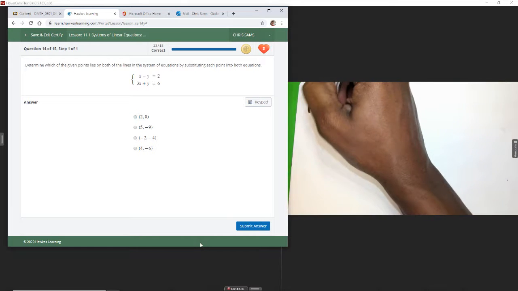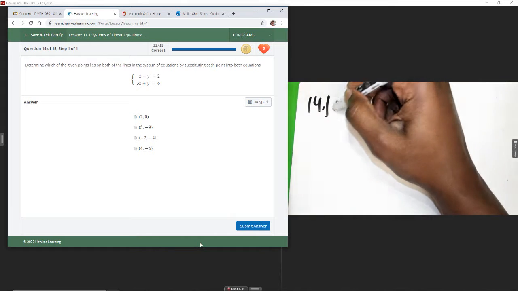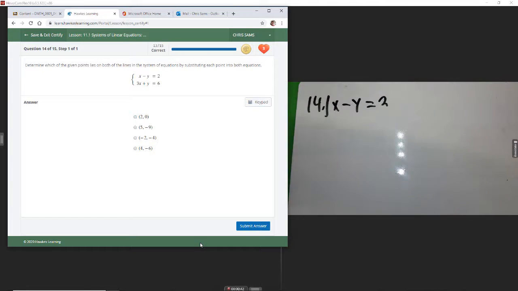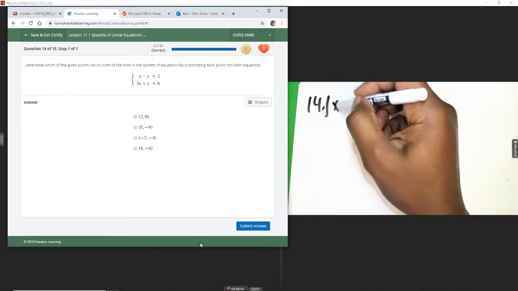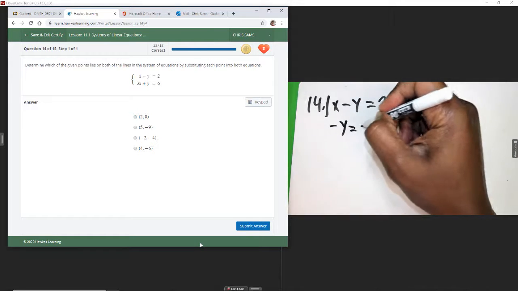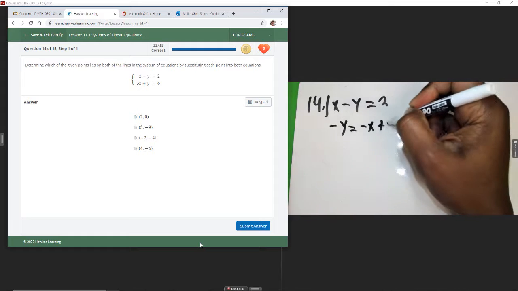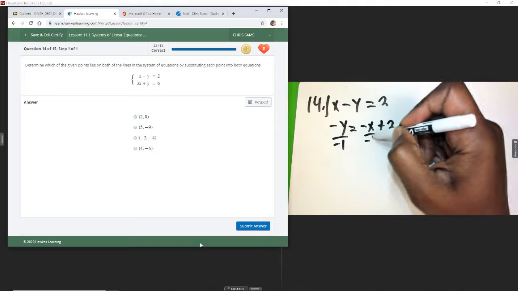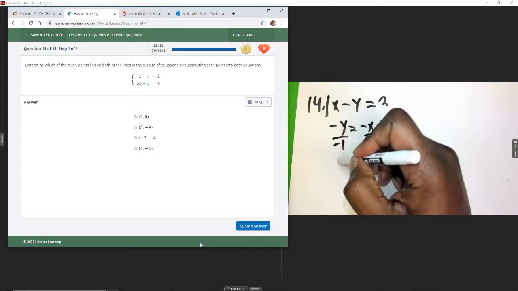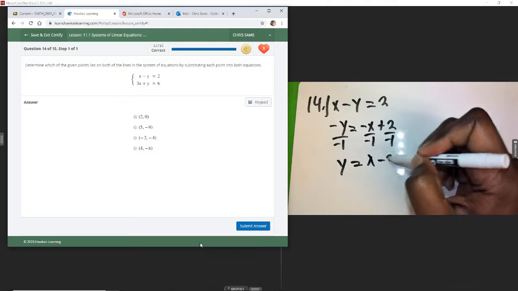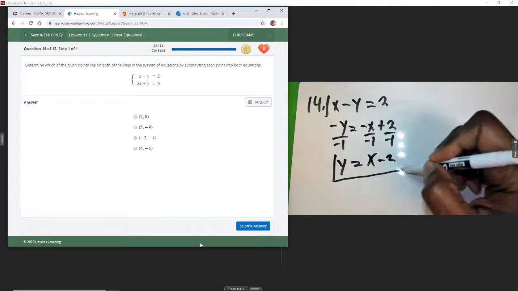So 14, we have x minus y equals 2. And then we're going to move x over, so we have negative y equals negative x plus 2. Divide everything by negative 1, and that will give us y equals x minus 2. So this is one equation.